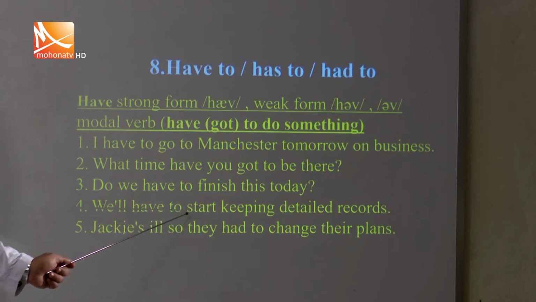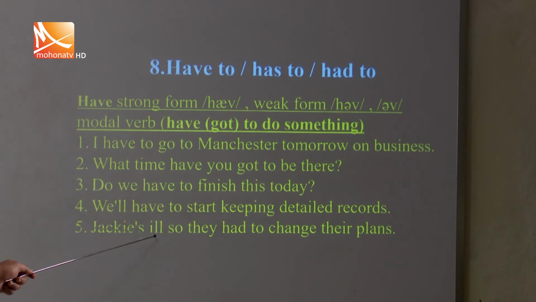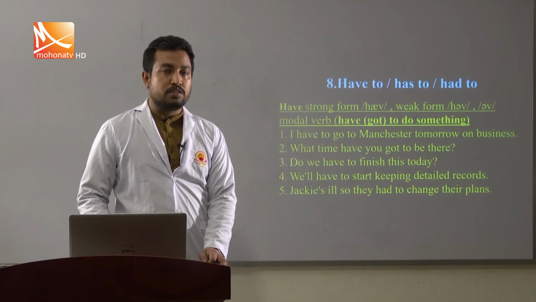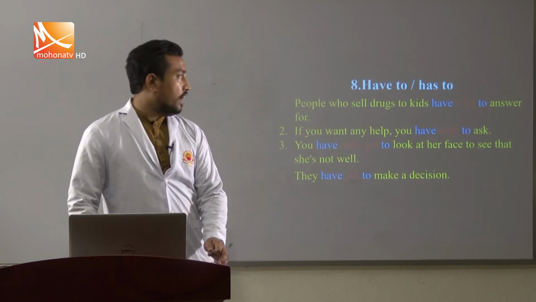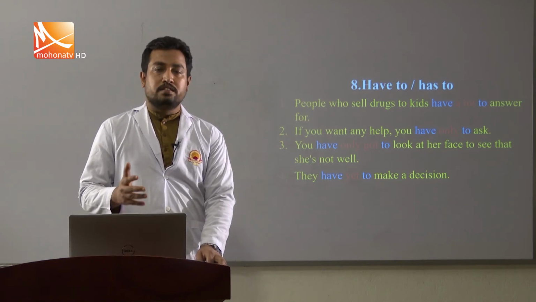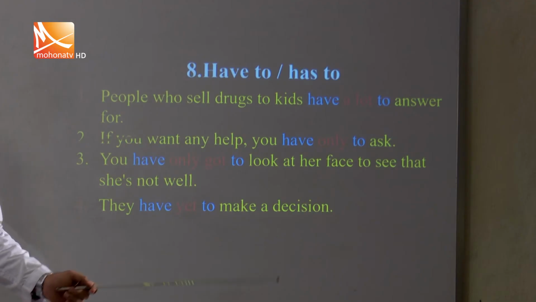We will have to start keeping detailed records. Jack is ill, so they had to change their plans. They must change their plans, or they had to change their plans. Have to or has to. We have already said that it is urgent, it is mandatory to do it, but if we use some word just within have to or has to, the meaning will change a little bit.